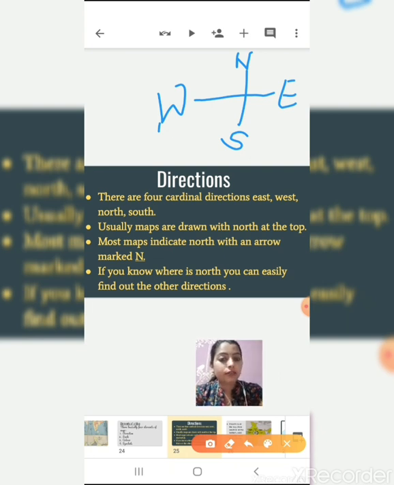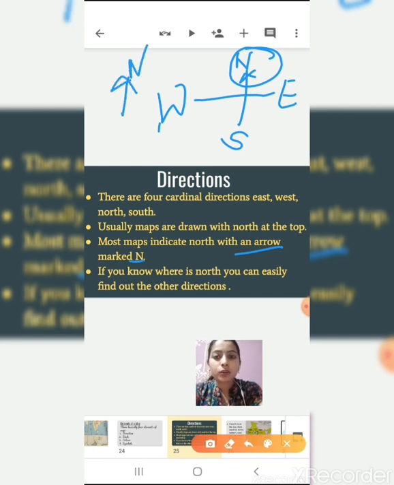Usually maps are drawn with north at the top. Most maps indicate north with an arrow marked N. Alright. If you know where north is, you can easily find out the other directions. Yes or no? If you know where north is, you can easily find out the rest of the directions. Isn't it?